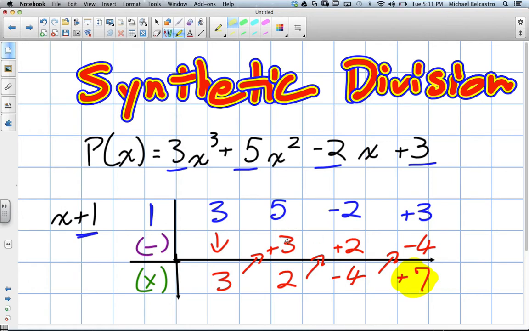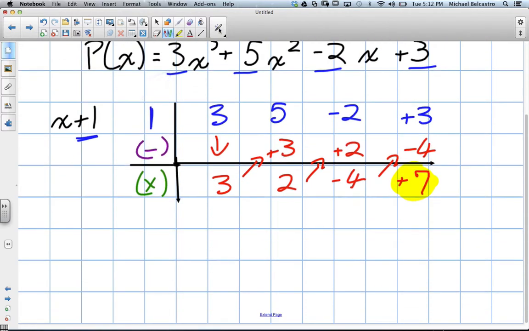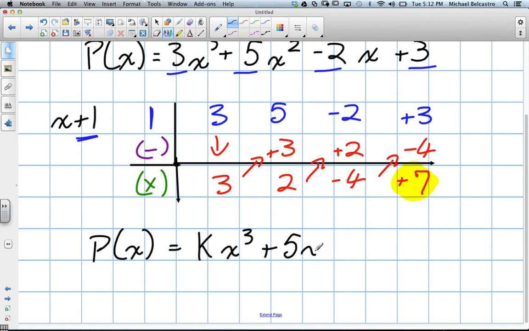This is essentially synthetic division. That's the quick and easy part of it. We only have to work with one number at a time instead of multiplying the entire binomial like we normally do with long division. But let's say this was unknown in this question. So let's rewrite the same question, and they've given us instead p of x is equal to, we'll call that k, x cubed plus 5x squared minus 2x plus 3.